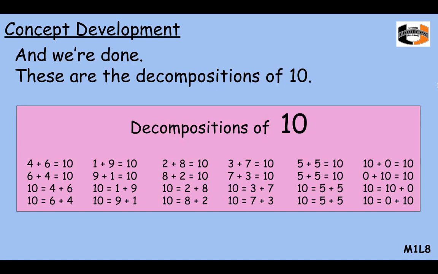And we are done. These are the decompositions of 10. So we see the partners of 10. 4 and 6 are partners of 10. 1 and 9, 2 and 8, 3 and 7, 5 and 5, and 10 and 0 are all partners of 10.